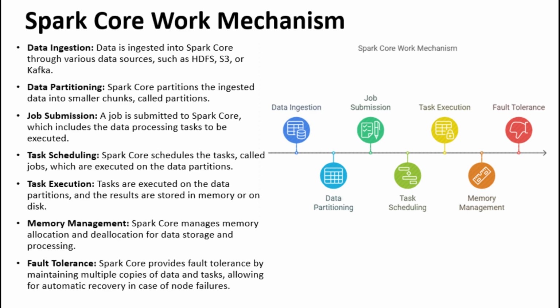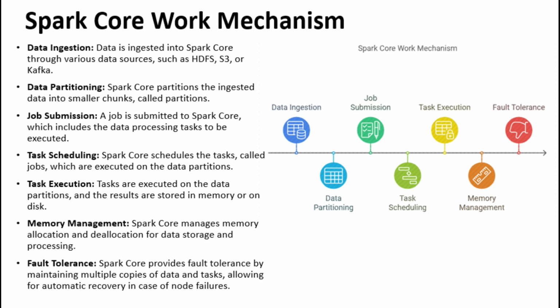Then let's talk about Spark Core work mechanism. Here's a step-by-step explanation of how Spark Core works. 1. Data ingestion. Data is ingested into Spark Core through various data sources, such as HDFS, S3, or Kafka. 2. Data partitioning. Spark Core partitions the ingested data into smaller chunks, called partitions. 3. Job submission. A job is submitted to Spark Core, which includes the data processing tasks to be executed.